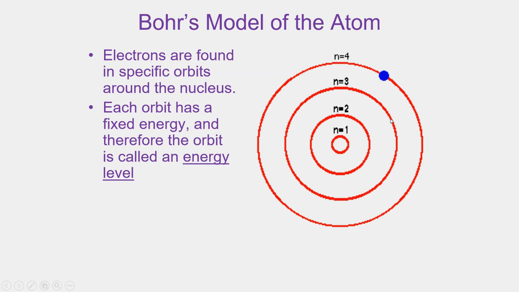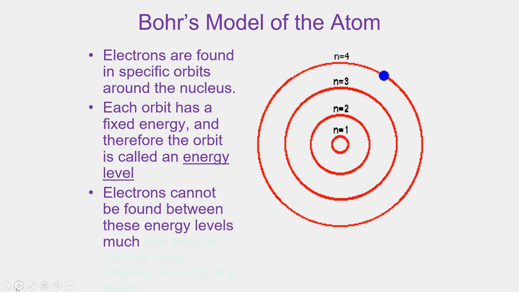Each one of these orbits has a fixed energy, and so we also call these orbits energy levels. So we have the n equals 1 energy level, n equals 2 energy level, et cetera. And so the electrons have to be found on these orbits. They cannot be found in between. Much like if you have a ladder, people cannot stand in between the rungs of the ladder. You have to be either on the first step or the second step.